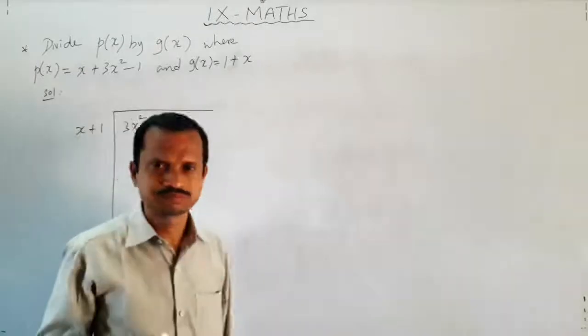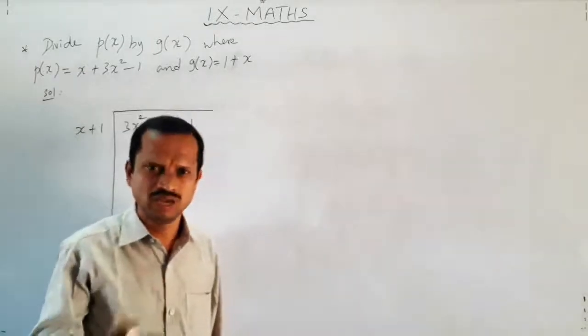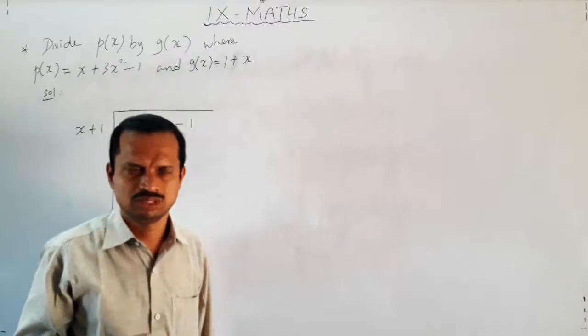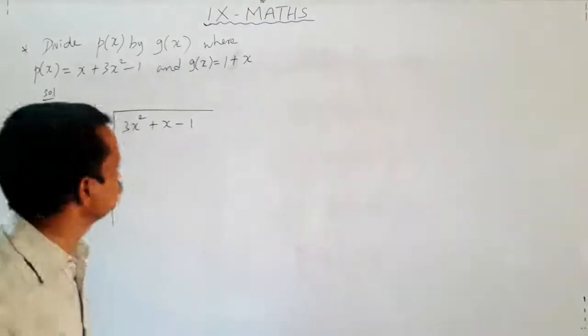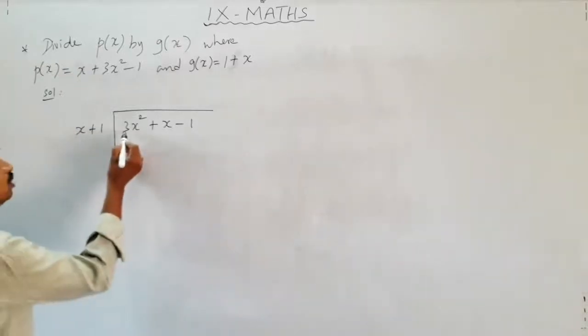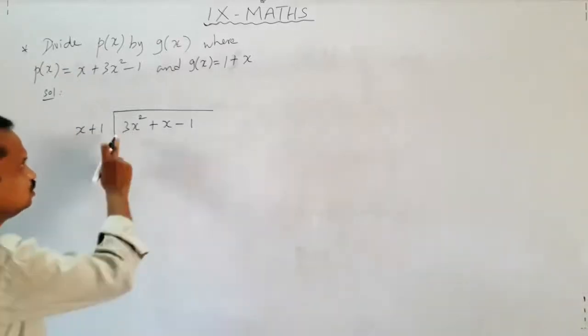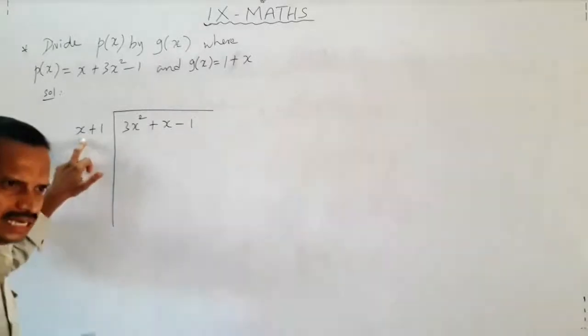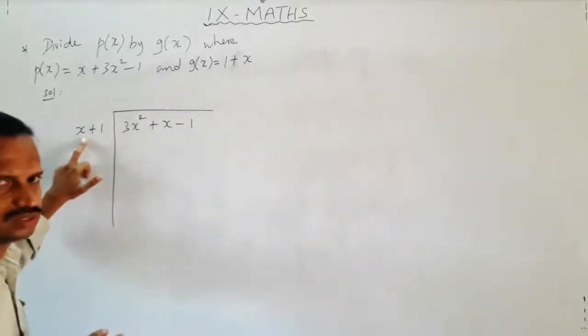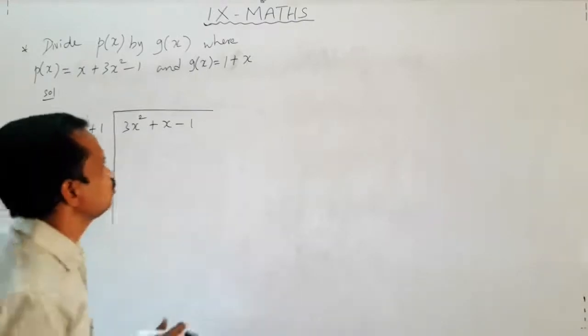So many of them are not observing the way of doing. This is the method, the method of doing the actual division, a polynomial by another polynomial. So focus here. 3x square is the first term in this dividend area. And here in the divisor, which is the first term? X. So what am I going to do?